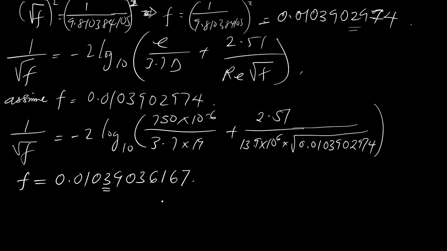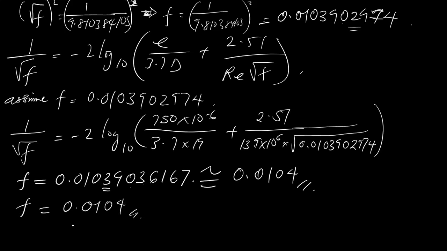So if you look at here now, here is 39, here is 3903, this is 029, so it's the same now. So that means the final answer is friction factor should be equal to 0.0104. So that is the final answer. So the friction factor is 0.0104. Let's see the answer.